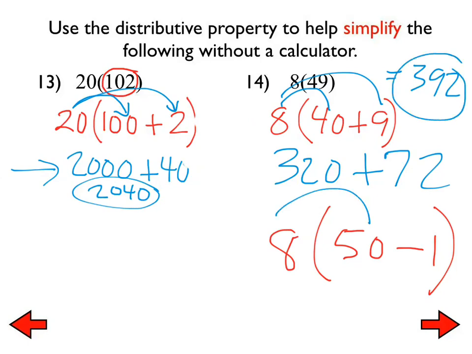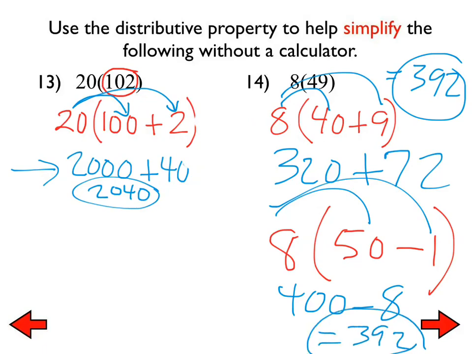What is 8 times 50? Somebody said 450. It's not 450, it's 400. Most of you did say 400. And then what's 8 times 1? 8. And 400 minus 8 is 392. So when you're doing these, it doesn't matter whether you use addition or subtraction. But here's what you need to do. You need to figure out which way is easier for you, but you have to do it one way or the other.